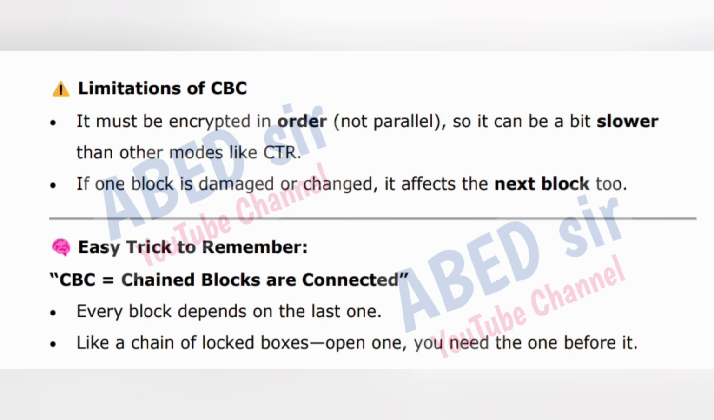If one block is damaged or changed, it affects the next block too. Easy trick to remember: CBC equals chained blocks are connected. Every block depends on the last one. Like a chain of locked boxes, to open one, you need the one before it.